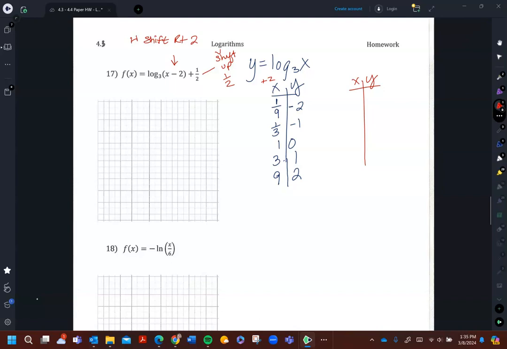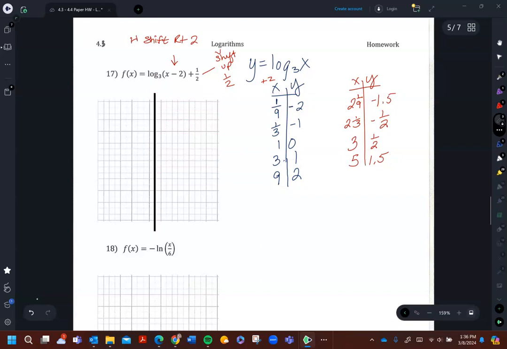And I'll just put a few key points in here. We'll have 2 and 1/9 and negative 1.5, 2 1/3, negative 1/2, 3 and 1/2 for the y, and 5 and 1.5. So those are my key points. Then I can go ahead and just get this plotted. Just do a quick sketch here.